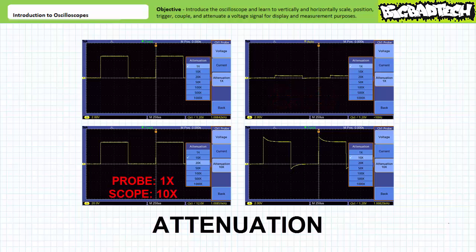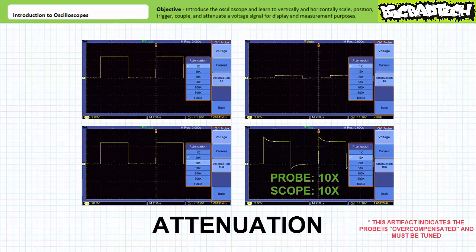The third plot is when the probe is set up for 1x attenuation and the oscilloscope is expecting 10x attenuated input. The magnitude is 10 times of what we'd expect. Finally, the fourth plot is when the probe is set up for 10x attenuation and the oscilloscope is expecting 10x attenuated input. Given there's an established conversion factor, everything is as it should be, although the display does show some artifacts at the corners.